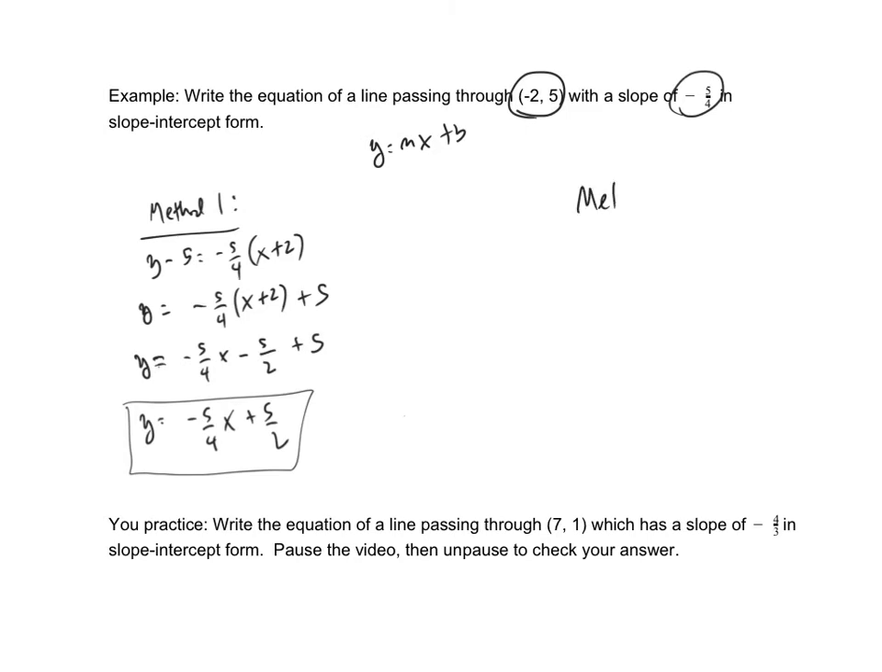Method two involves starting with slope-intercept form, y equals mx plus b. We know the slope is negative 5/4, but we don't know the y-intercept. We know a point, but we don't know the y-intercept. So I'm going to plug in negative 5/4 for the slope. Now, if this point is going to make this line work, when you plug it in for x and y, it should make the equation work.